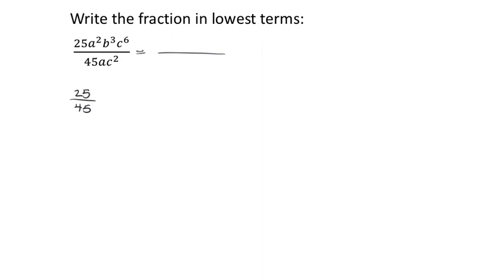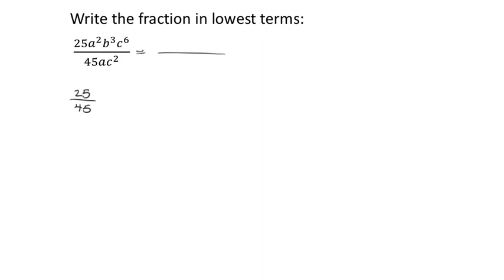So what I'm doing right now is I'm taking this big fraction, 25a squared b cubed c to the 6th over 45ac to the power of 2, and I'm breaking it up into smaller, more manageable parts, so I don't have to focus on everything at once, which I would like not to do.